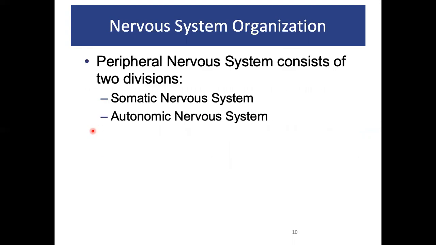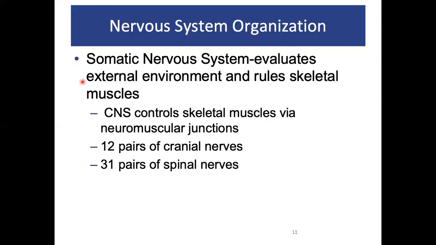For the peripheral nervous system, we have two divisions. We have the somatic nervous system and the autonomic nervous system. Somatic nervous system evaluates external environment and rules skeletal muscle via neuromuscular junctions. We have 12 pairs of cranial nerves and 31 pairs of spinal nerves.